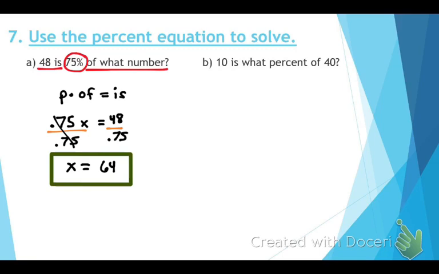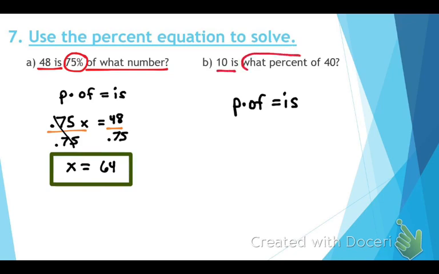I'd like you guys to try to do problem B on your own. Remember, as you're doing it, it is asking us to use the percent equation. So start off with writing P times of equals is. Okay, as I just went and looked, I would say at least half of you got it correct, and the other half of you were on the right track, but you messed up on just a couple little parts. So let me explain this to you.